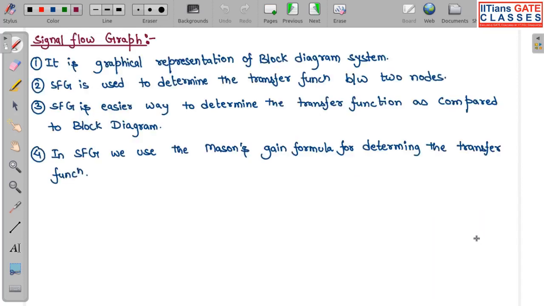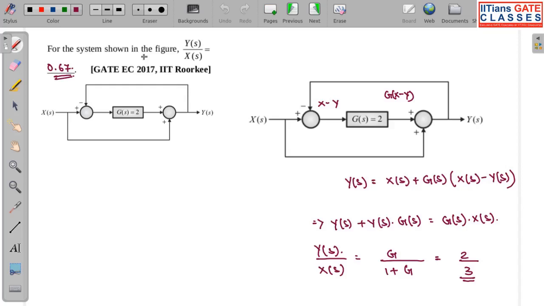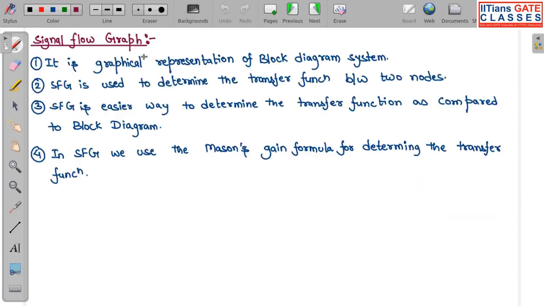So the next topic that we have over here is simply signal flow graph. Okay. So it is a graphical representation of a block diagram system, it is very easy to see actually. But it is a little bit complex to solve. See, whatever questions we have solved, these are very, very simple questions. But sometimes for a very big system, solving using the block diagram approach is a little bit difficult. So what we do, we employ basically signal flow graph, which is actually a simple approach to your block diagram.